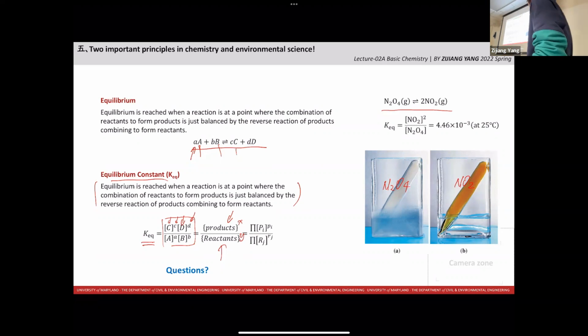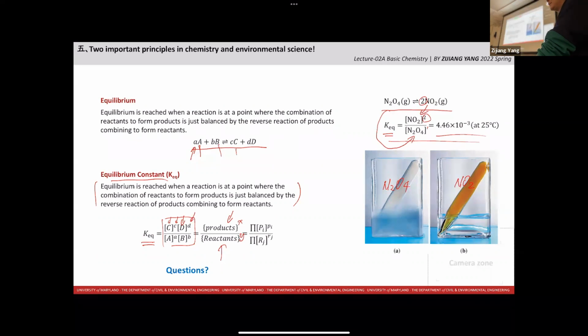So for this reaction, we can see that K_eq refers to the product. The product is NO2, so we put NO2 here. And the coefficient is 2, so the order is 2 here. And divided by the concentration of the reactant, and the coefficient is 1, so it equals to this one. And for the equilibrium constant of a given reaction, we can usually find it on Wikipedia or on the internet.